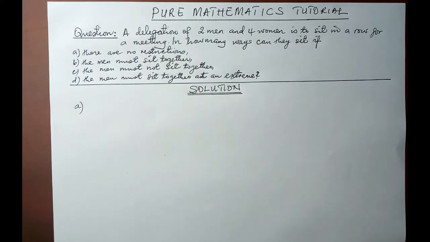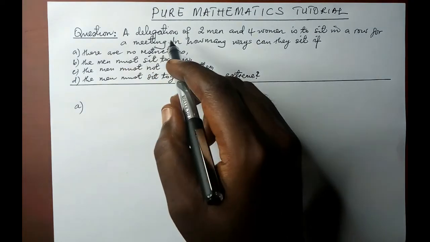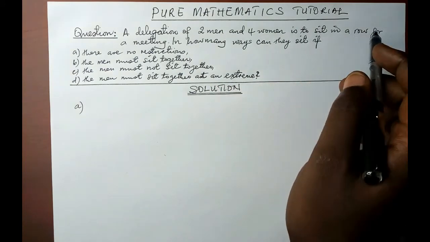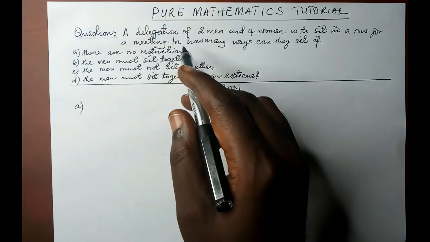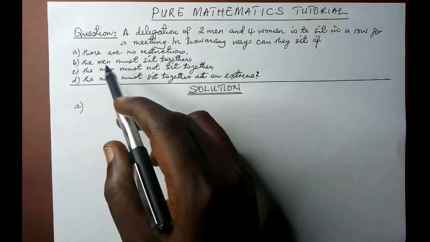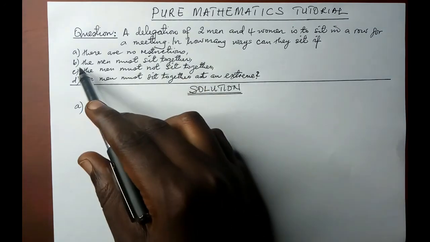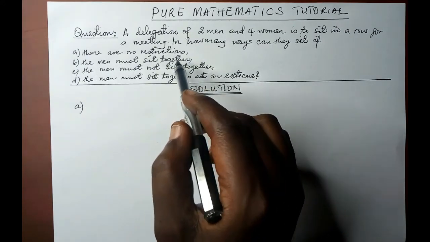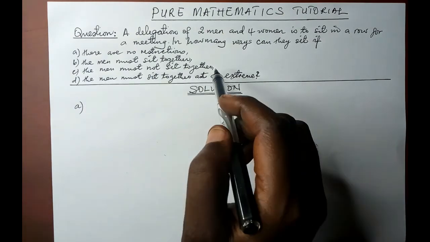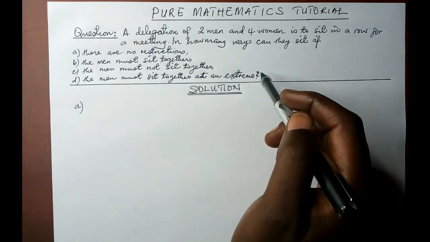In this question, we have that a delegation of 2 men and 4 women is to sit in a row for a meeting. In how many ways can they sit if A. There are no restrictions, B. The men must sit together, C. The men must not sit together, D. The men must sit together at an extreme.